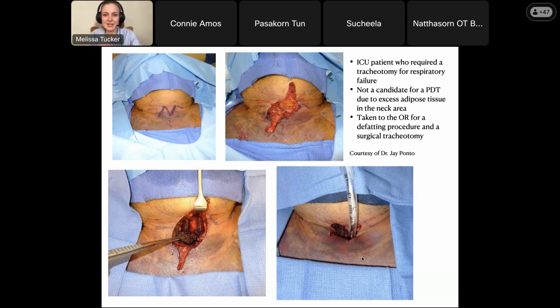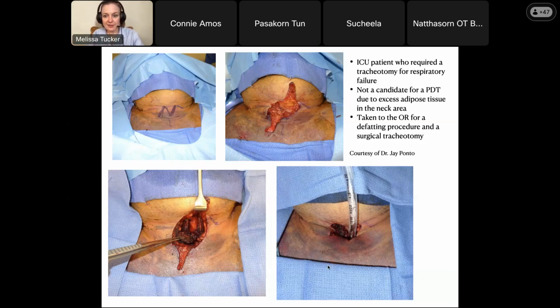So this is a patient who doesn't have an upper airway problem, but they are critically ill with respiratory failure and they require a trach. This is another patient who would probably benefit from a swallowing evaluation because of their critical illness and their respiratory failure, not necessarily their anatomy.